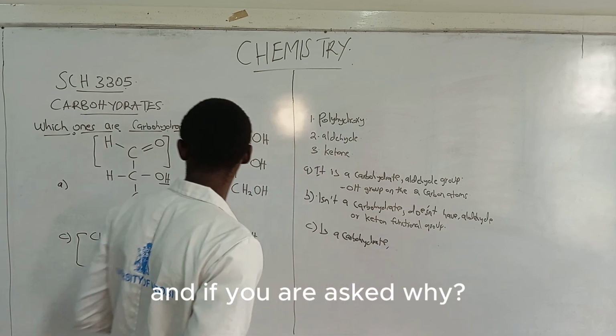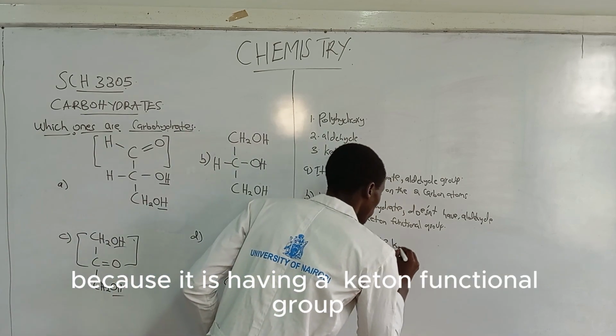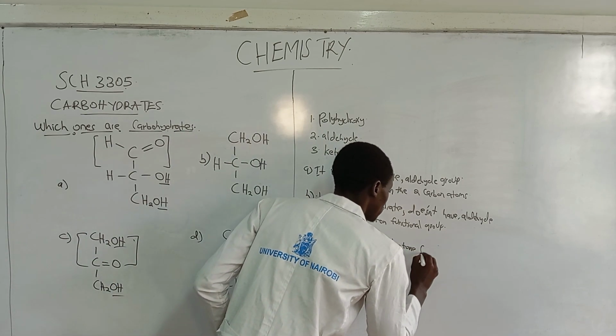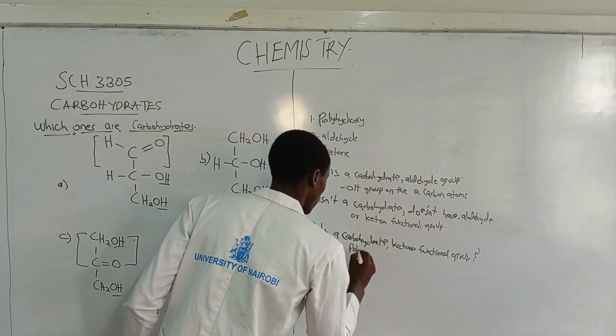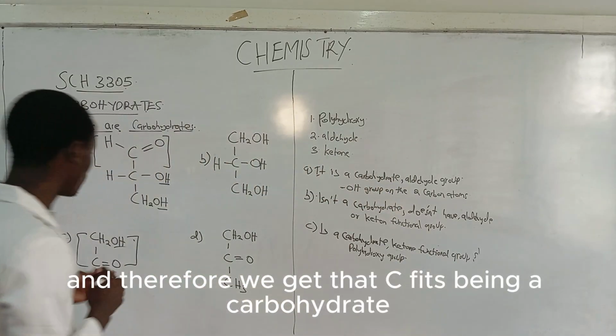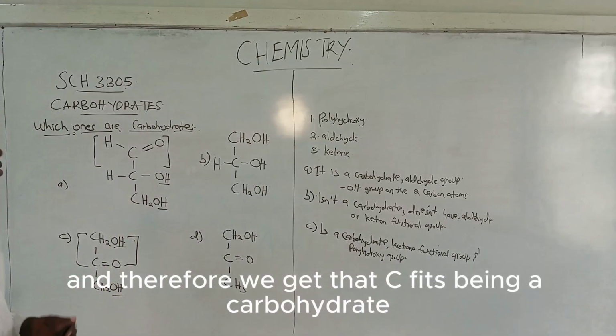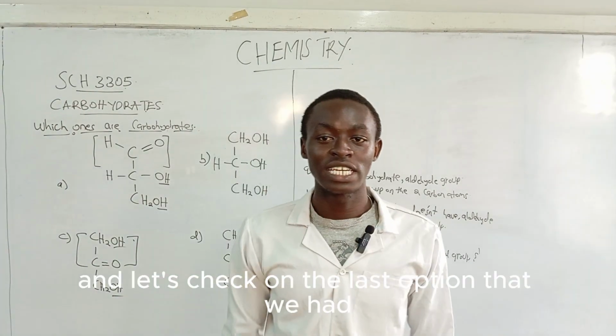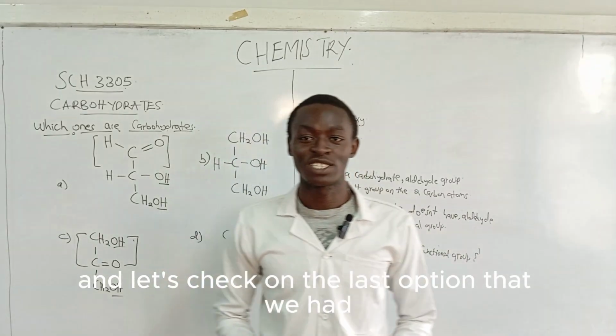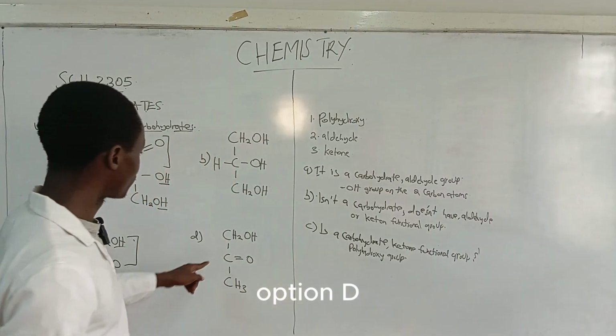And if you ask why, it is because it has the ketone functional group and the polyhydroxy group. Therefore, C fits being a carbohydrate. And let's check on the last option that we had, option D.